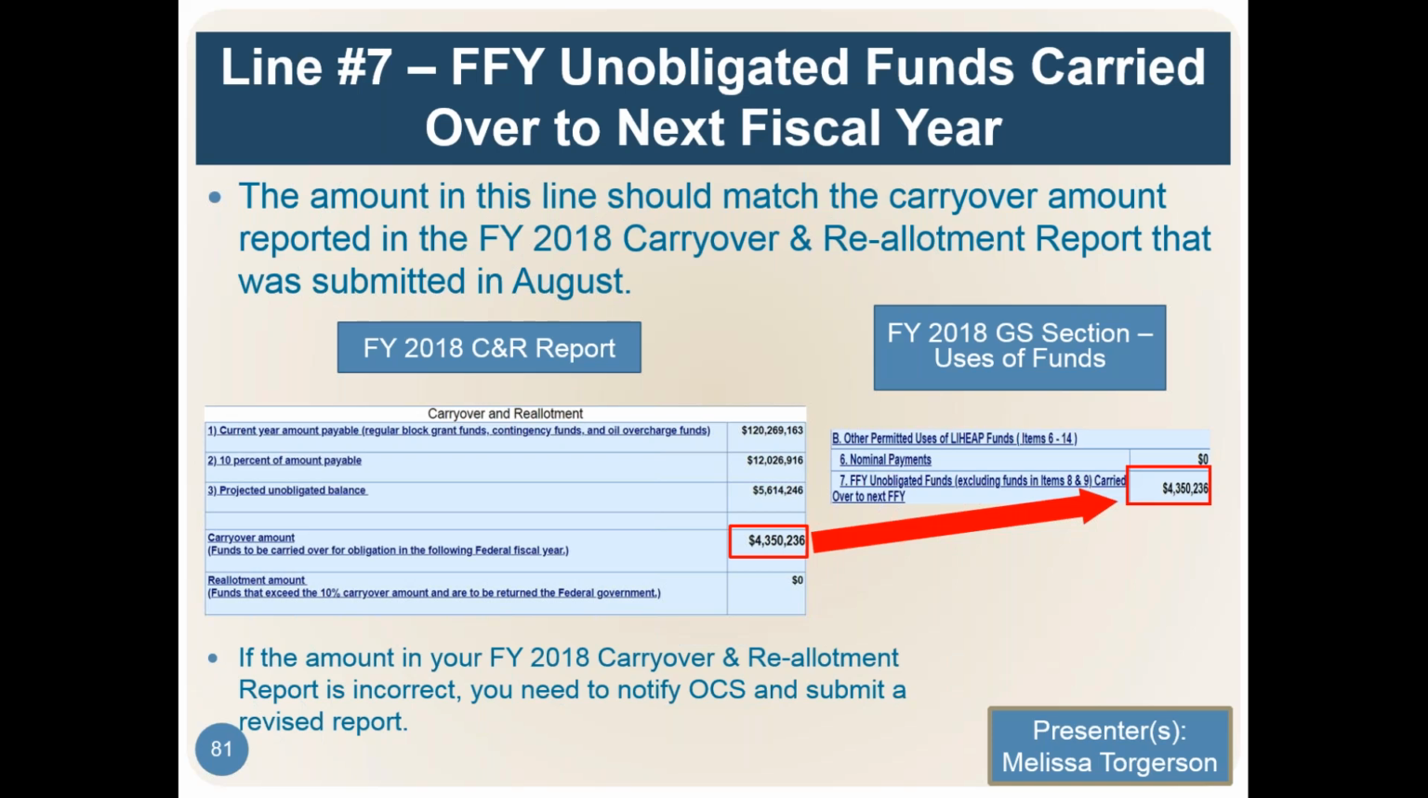And so I would encourage all of you, before you even get started on the Grantee Survey, to go in and make sure that that carryover and reallotment report is correct, and that you've updated it with accurate numbers. And that will help you avoid any validation warnings or errors.